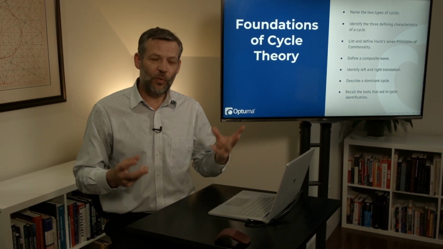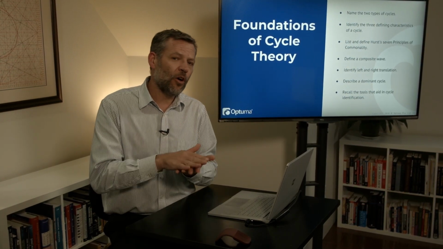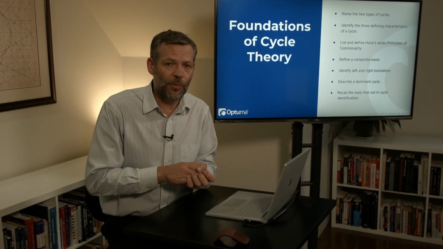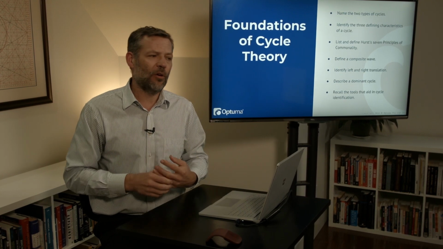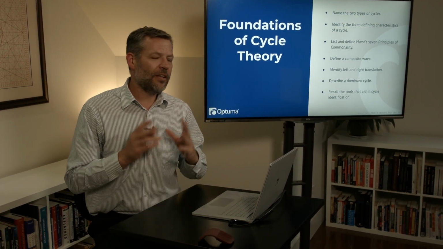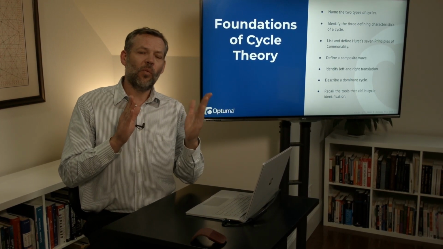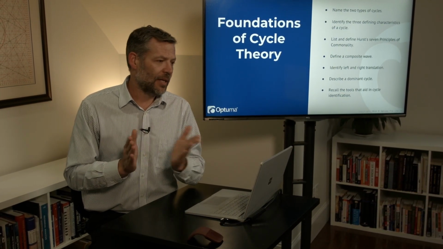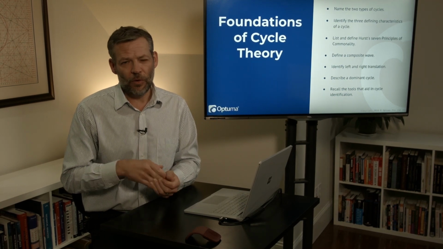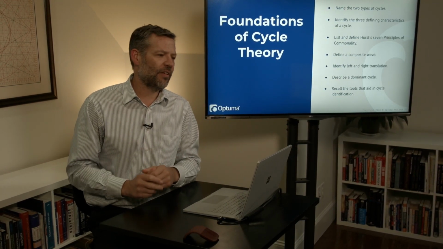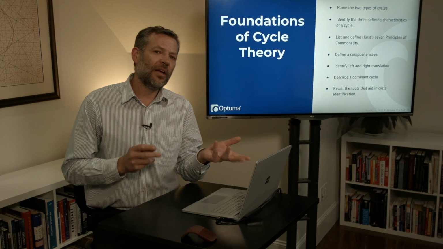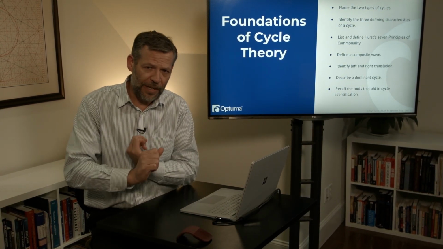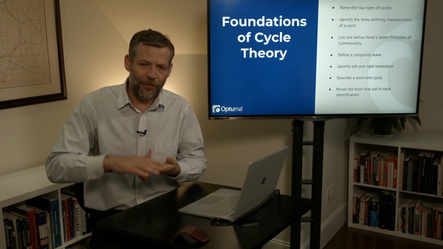Defining the composite wave, which is the summing up. So essentially, the composite wave, this learning objective, is one of Hurst's 7 principles of commonality, and that's the summation commonality principle there. Identifying the right translation when a cycle low comes in late, or the left translation when it comes in early. Being able to describe a dominant cycle, the one that you can see that's most obvious on the chart there, and then how harmonics reinforce the dominant cycle. And then the different tools: the spectrogram, the wavelet diagram, the Fisher transform.